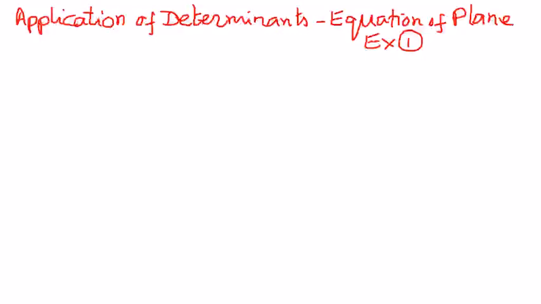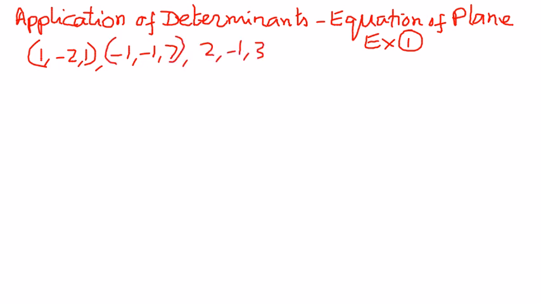Welcome to my presentation. In this presentation, let us try to find the equation of a plane passing through these three points. And the three points are as follows. 1, negative 2, 1. That's the first point. Second point is negative 1, negative 1, 7. And then the third point is 2, negative 1, 3.